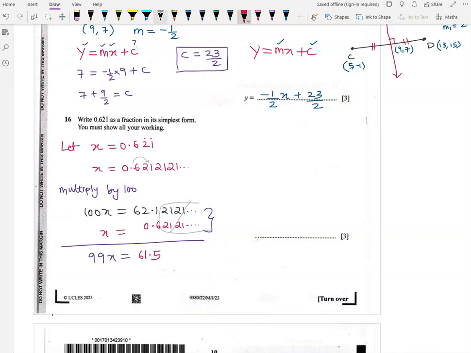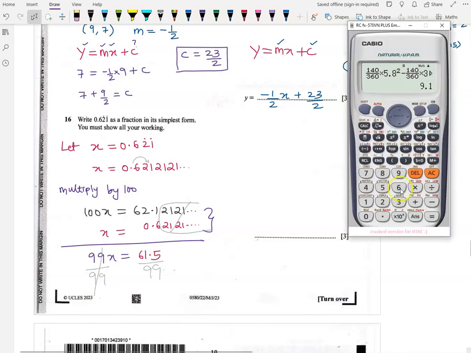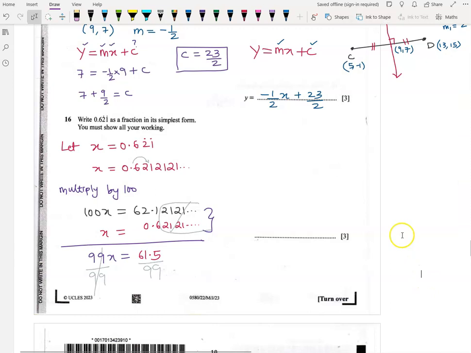Now to cancel out 99, divide both sides by 99. We put this in the calculator and we'll get our final answer. So 61.5 divided by 99 is 41 over 66. And if you want to check, 41 over 66 as a recurring decimal is 0.62121. Okay, so right here x equal to 41 over 66. So this is the final answer. Okay, moving to the next question, that is number 17.